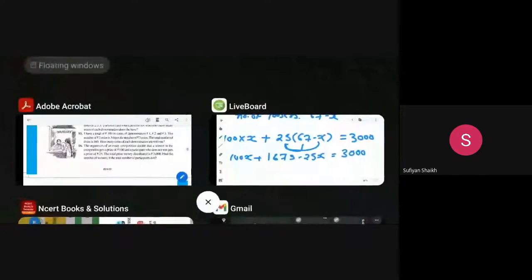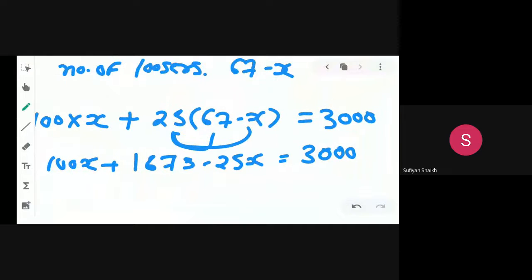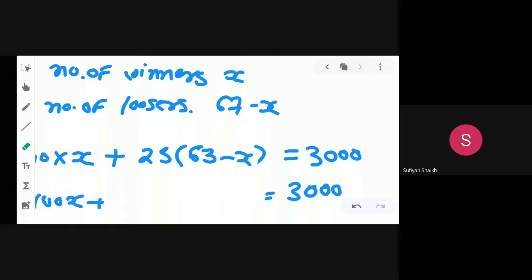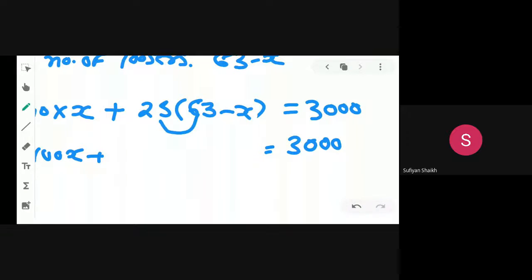Sorry. The number of participants is 63. It is not 67. Sorry. The number of participants is 63. So it is 63 minus x. Here we have to suppose the remaining students. It is 63 minus x. Now again multiply 25 into 63. What is the answer?